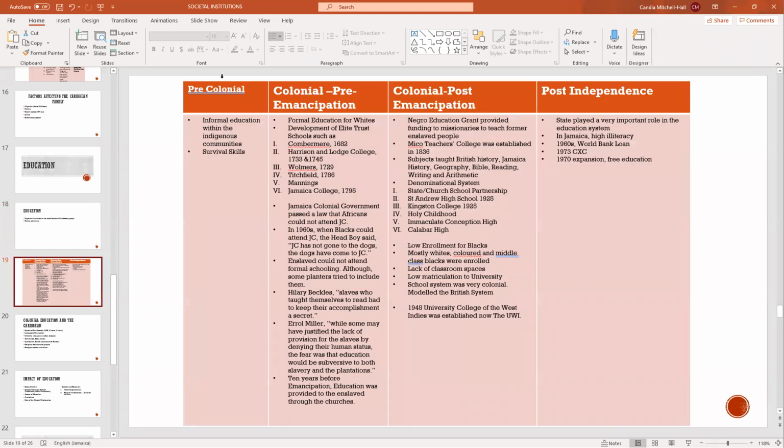And so in the pre-colonial period, the indigenous peoples' education system was very informal. The females learn how to do the domestic things and to weave the basket. The males learn skills of hunting and fighting and all of these different things.